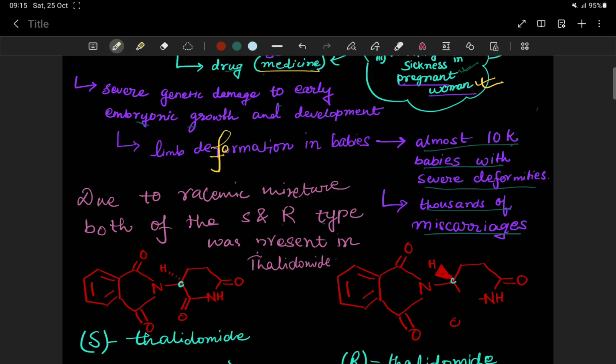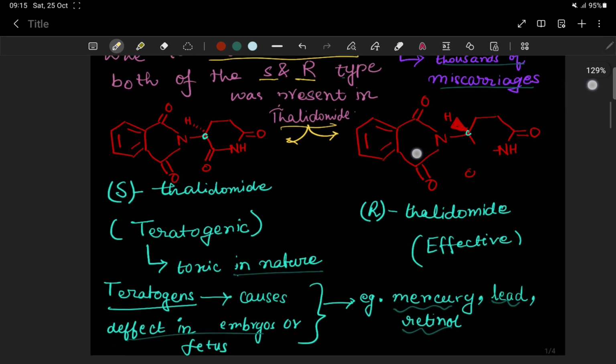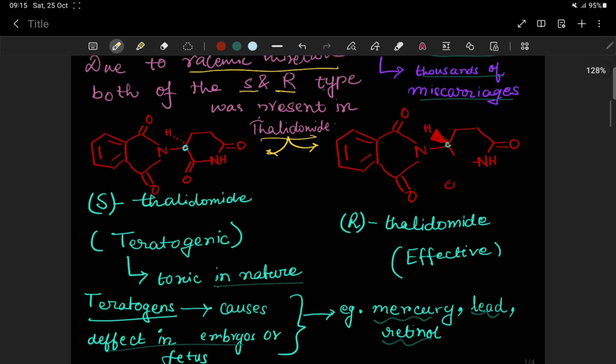Because thalidomide is a racemic mixture. And what is a racemic mixture? It is where both the S form and R form are present in it. That means this thalidomide is of two structures: this is the S structure and this is the R structure. You know what? Thalidomide S is teratogenic in nature. So what is teratogenic? It causes defects in embryos and fetuses.